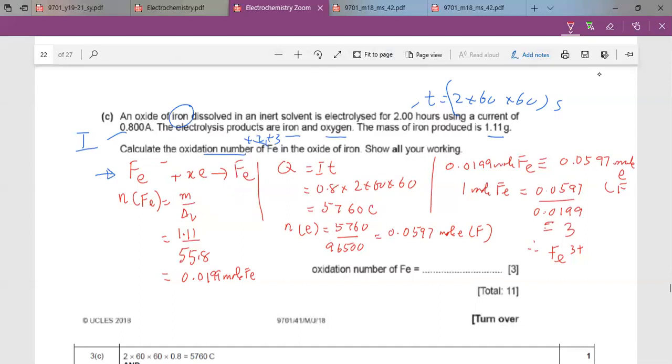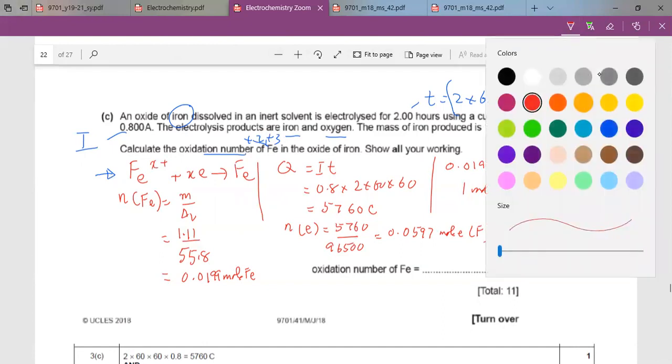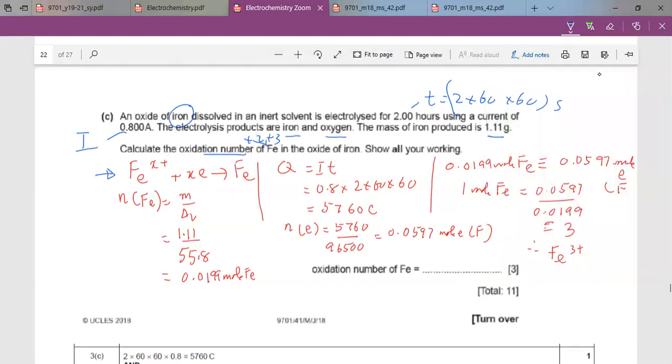Okay, this is X plus. So 1 mole, I'm going to put blue, so it's easier to distinguish when you read over. So 1 mole requires X moles of electrons to give 1 mole of iron. This is your solid, a metal. So the number of moles of iron deposited will be how much was deposited, 1.11 over Ar, 55.8. So the number of moles of iron deposited, I know this from here.